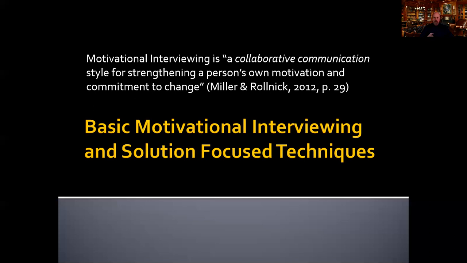Solution-focused techniques, which I will also talk about today, really is focusing on the solution rather than all the things that have brought you up to this position. But I'm going to hold off talking about solution-focused techniques until we get there, just so that we can keep the two different techniques clearly in mind.